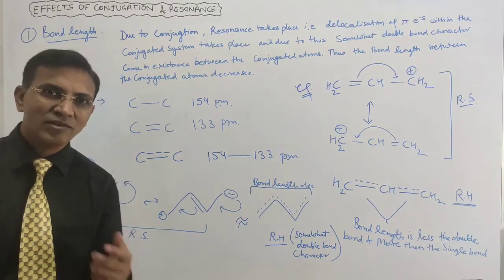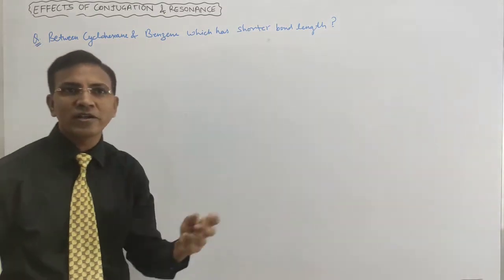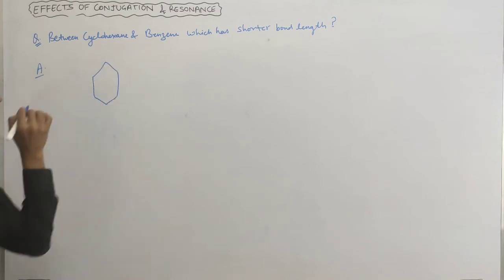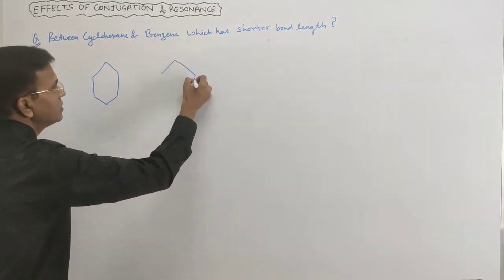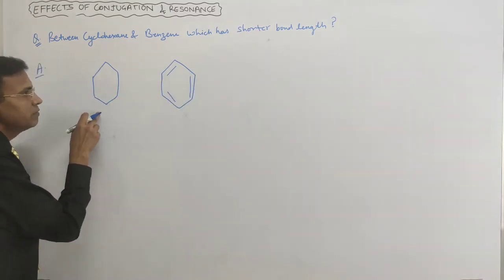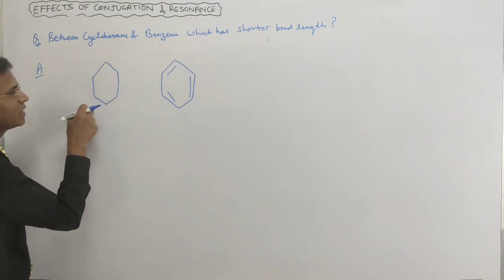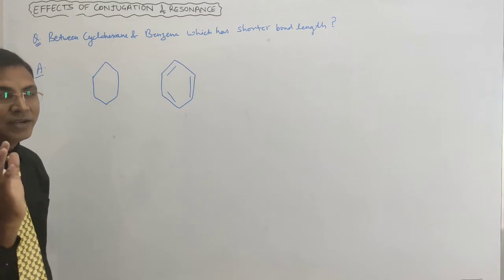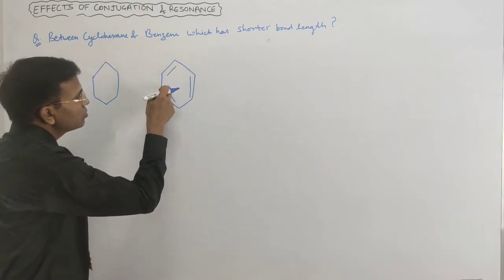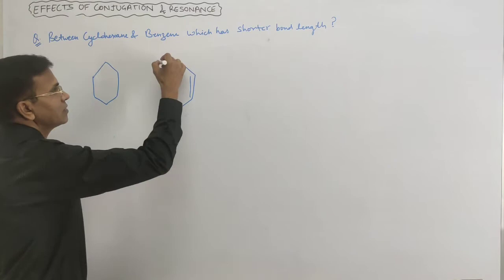Now come to take an example. So the question related to the bond length is here. Between cyclohexane and benzene, which has shorter bond length? So the cyclohexane is this, and the benzene is this. So here you may observe that in cyclohexane neither kind of conjugation is present. Here between each carbon-carbon atom is a pure single bond. That means the bond length will be 154 picometer. And here in benzene, the pi electrons are in conjugation: pi electron, sigma bond, pi electron, sigma bond, pi electron, sigma bond. So conjugation is present.